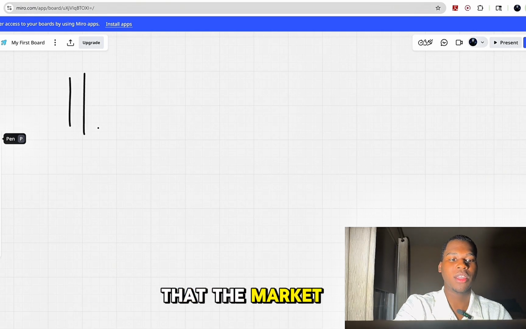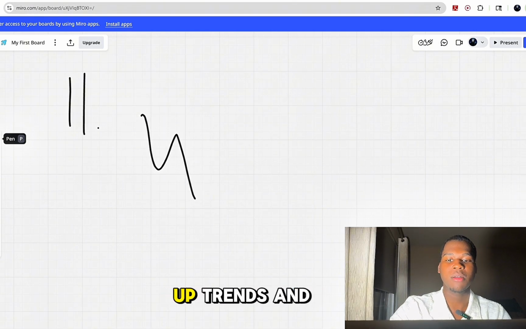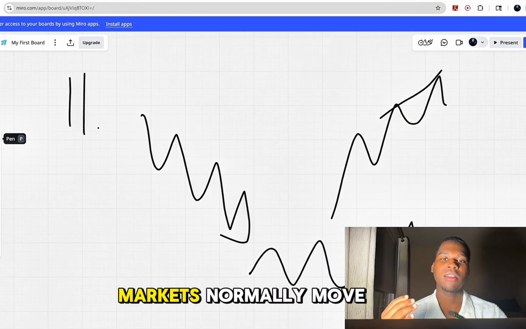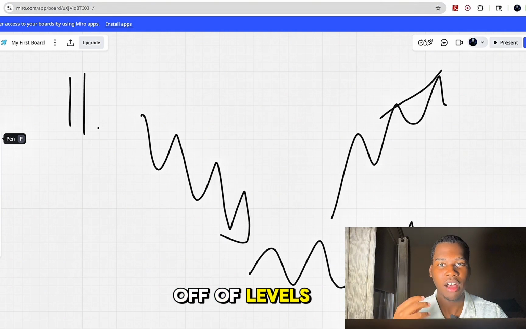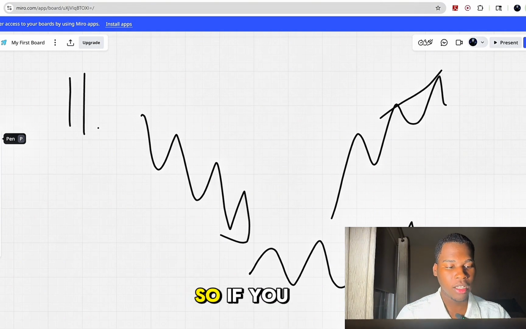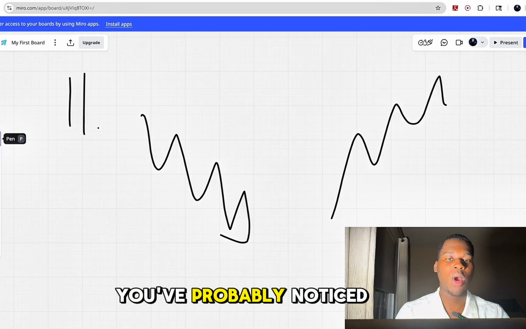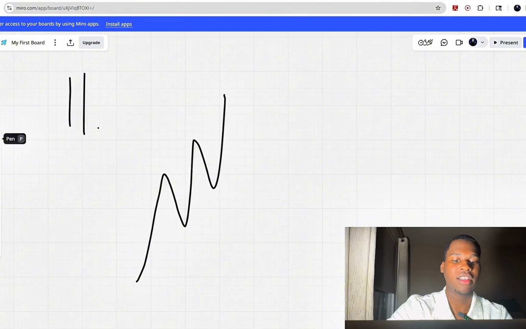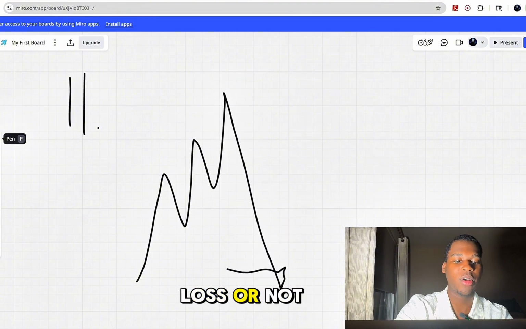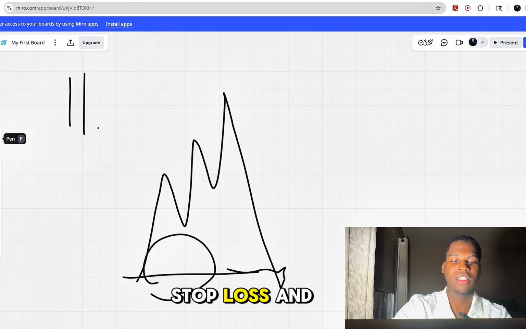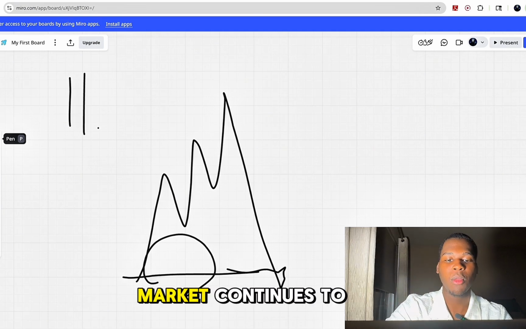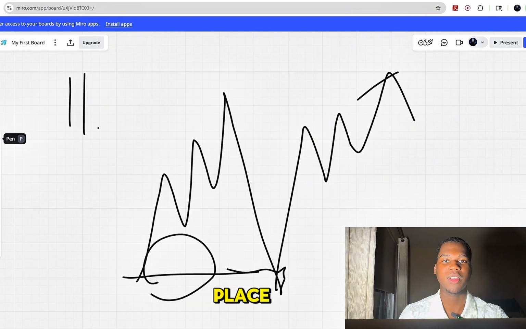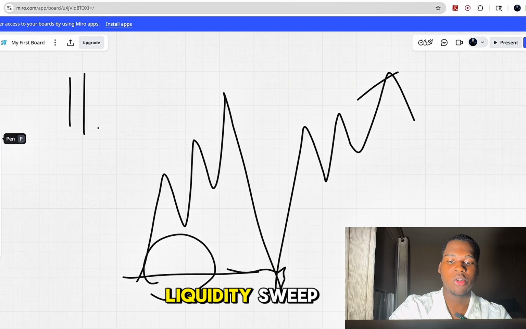So we know that the market moves inside of downtrends, uptrends, and then sideways markets. On the lower time frames, markets normally move off of levels of liquidity. So if you have been trading for a while, you've probably noticed that you'll be inside of a trade and the market might just dip lower, stop you out at your stop loss, or not even there, close to your stop loss, and you get triggered out of the trade, and then the market continues to go inside of the direction that you thought it would go in the first place. That is a liquidity sweep.